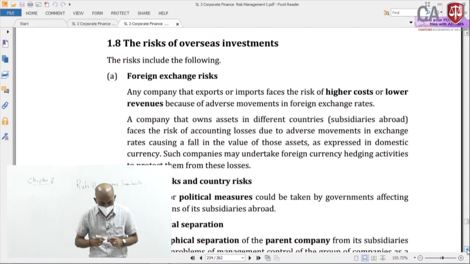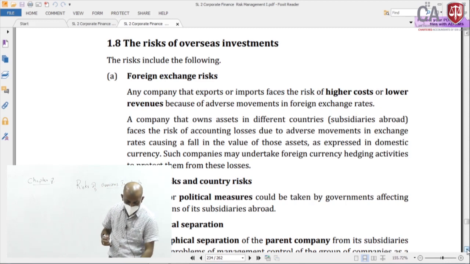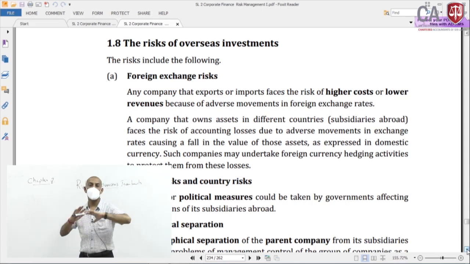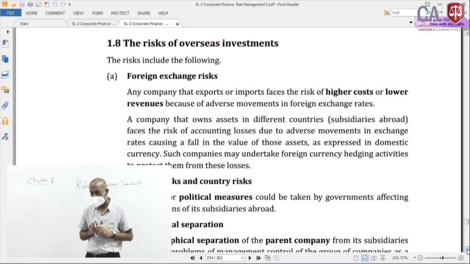Risk of overseas investments. I think here is very important, because most of the time with all these foreign investments, when any company in Sri Lanka is planning to invest abroad, they need to see what risks are involved in going abroad.